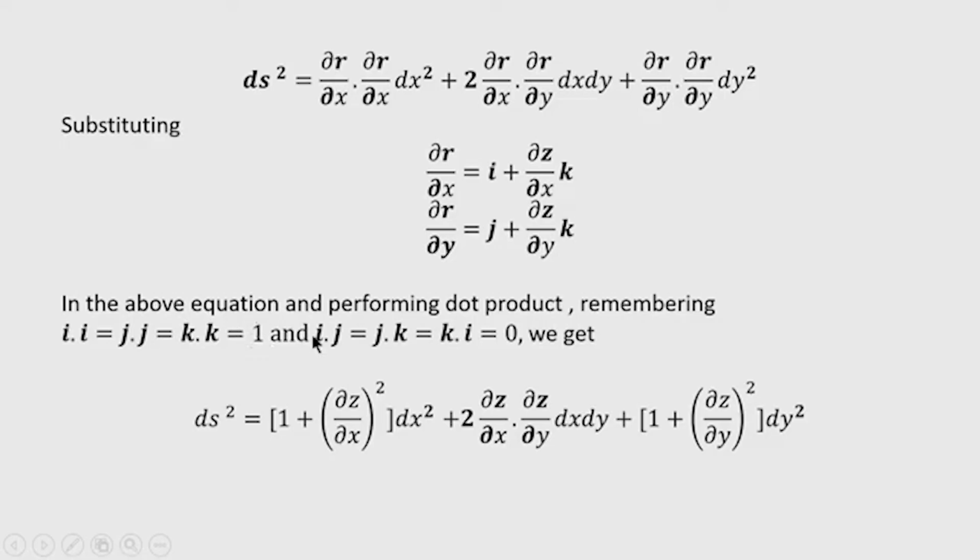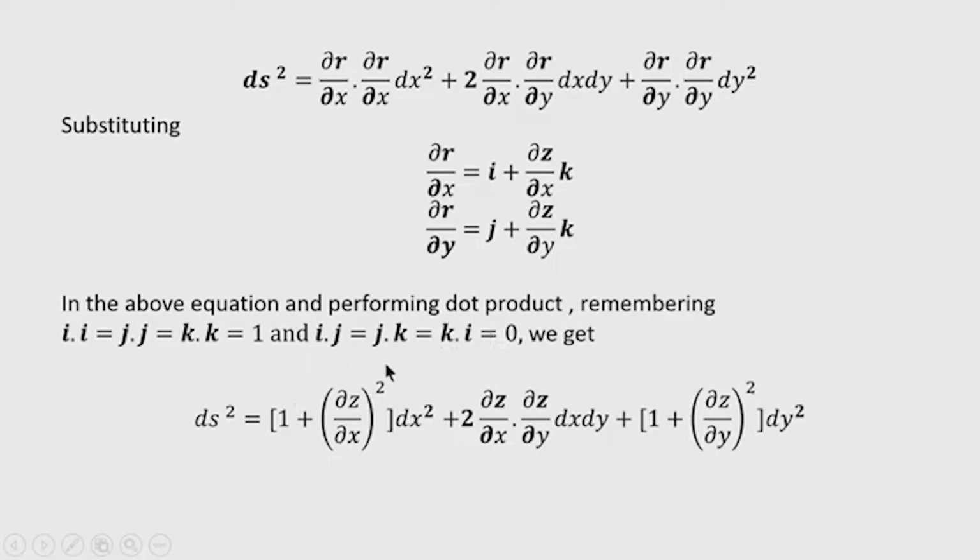Now, when we carry out the dot product of i and j vector, so i dot j. Now, what is this? i vector is along the x axis and j vector is along the y axis. So, angle between them is 90 degree. So, by definition of dot product, the magnitudes of the two vectors will be there and then cosine of the angle between the two vectors. Now, cos 90 is 0. So, therefore, i dot j is 0. Similarly, j dot k and k dot i equal to 0.